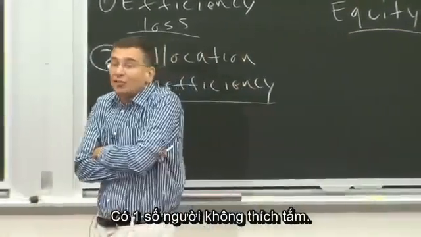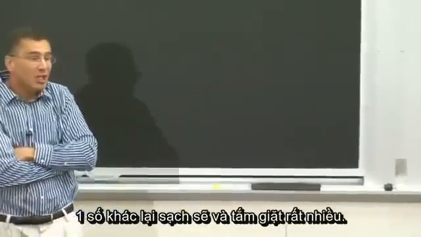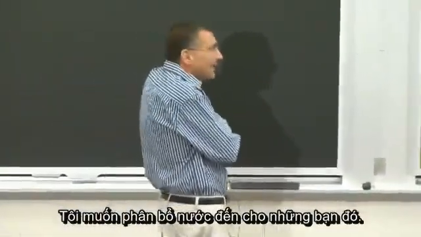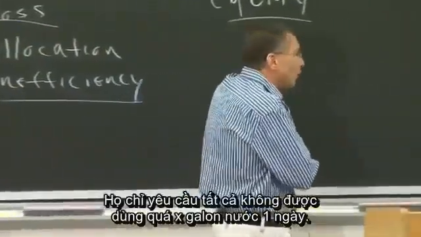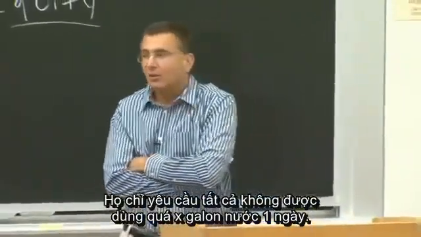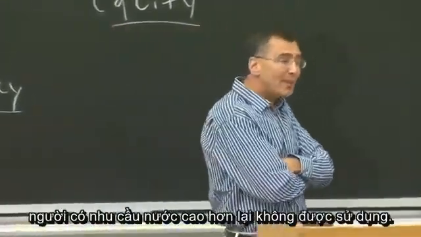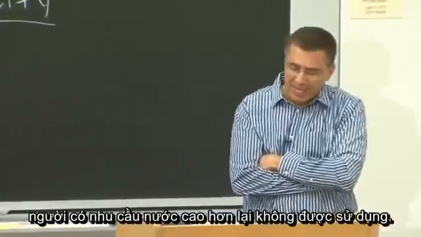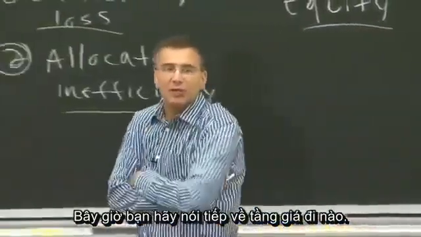Okay, some guys are just dirty and don't like to shower. Okay, some guys are clean and care a lot about showering and want to allocate the water to the clean guys. But the government typically doesn't do that. It just says don't use more than X gallons. So there's an allocation inefficiency as well, where the people that value the water the most aren't getting it the most. Okay, now tell me about tiered pricing.